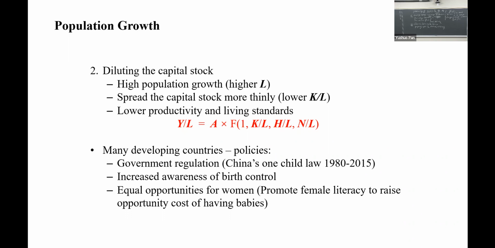The third one, the first two are easier to understand. That's easier to control the population. And how about the third one? Equal opportunities for women. Promote female literacy to raise the opportunity cost of having babies. Why is the third one also going to control the population?